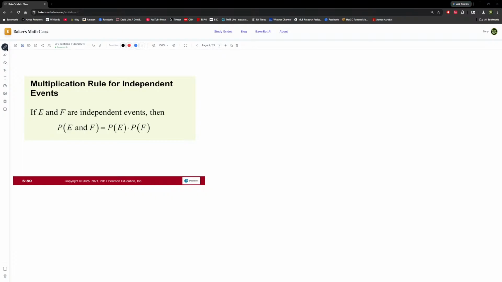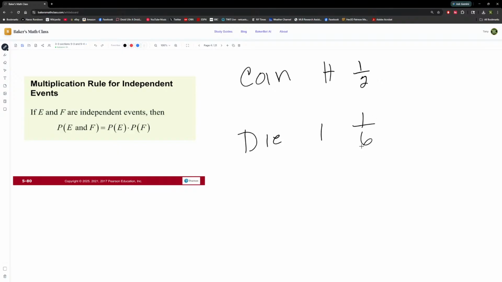Here is the multiplication rule for independent events. That's the key here. We're going to talk about dependent events in the next section, 5.4. The multiplication rule for independent events is you're basically going to take the probability of each event and multiply them together. So if I have a coin, heads is 1/2, and then I have a die with 6 sides, so the chance of me getting a 1 is 1/6.